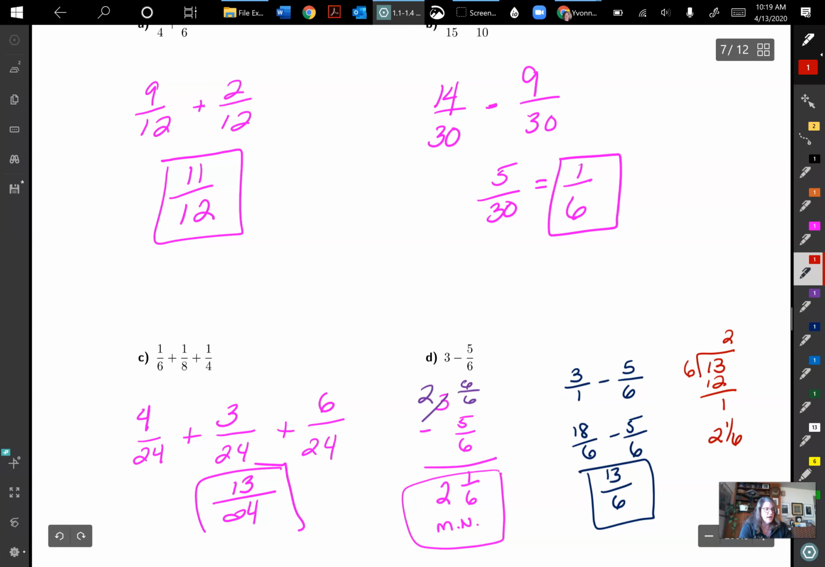A little review on that. But the improper fraction is totally fine to have as an answer as long as it's reduced, which this one is. There's no common factors to the numerator or denominator.